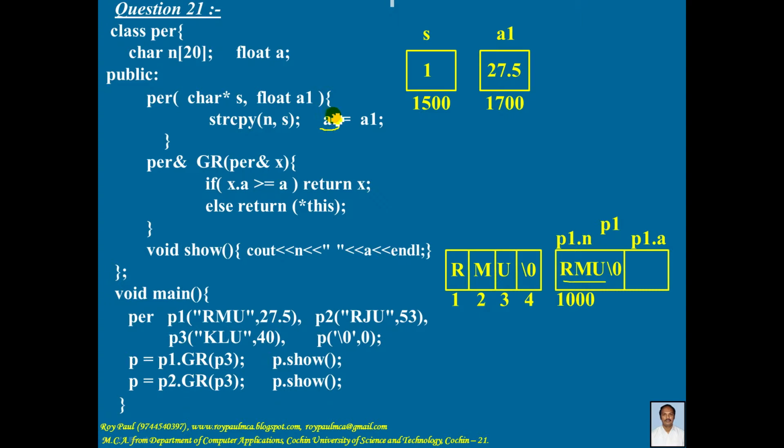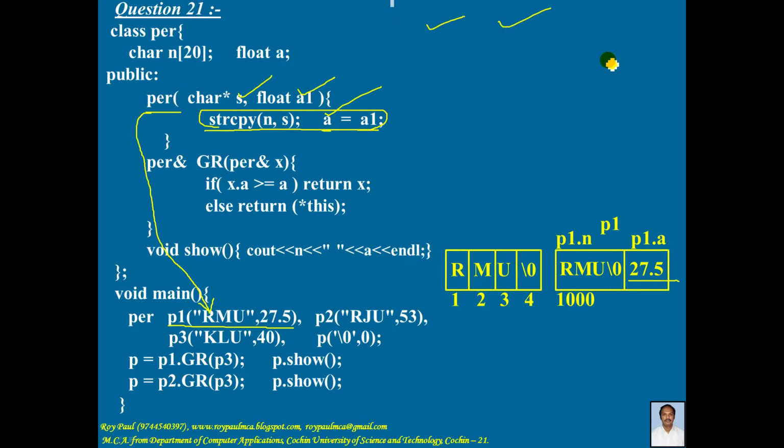Now a is the name of a data member. Inside a constructor, programmer will write only name of the data member. Compiler automatically takes this as the name of the object for which the constructor was called .a. So this is automatically taken as p1.a, and a1 is 27.5. So your p1.a contains 27.5. Now constructor completely executed. After executing a constructor, control returns to the point from where the constructor was called. When the control comes back here, names s and a1 do not exist.